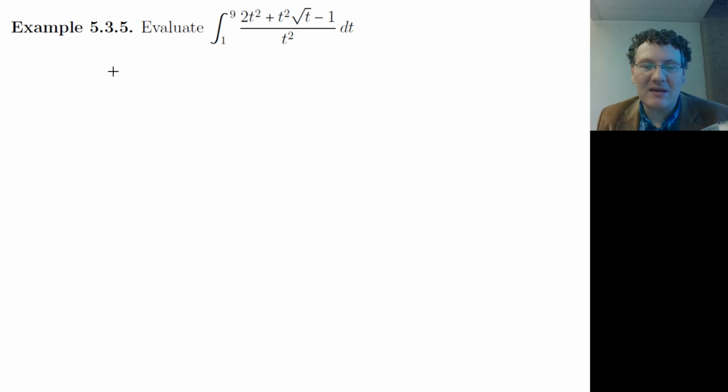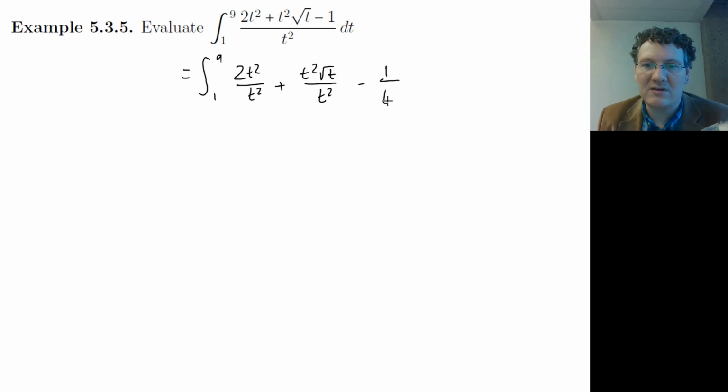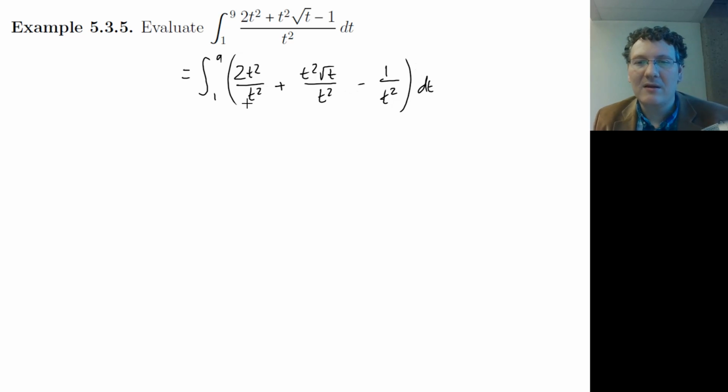So here we have another one. Now this is a funny one. It looks like it's going to be really awful, but the key thing here is to actually split this up into a sum of 3 fractions. So I'm going to have the integral from 1 to 9 of 2t squared over t squared plus t squared square root of t over t squared minus 1 over t squared dt. Right? So now each of these can be simplified a little bit.